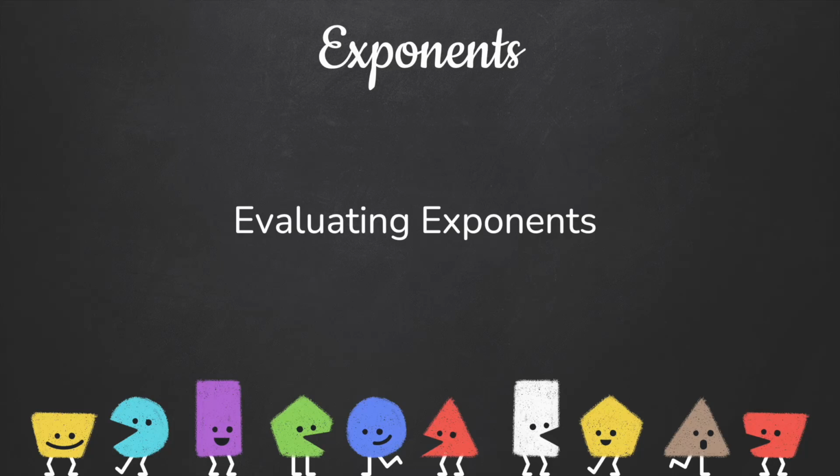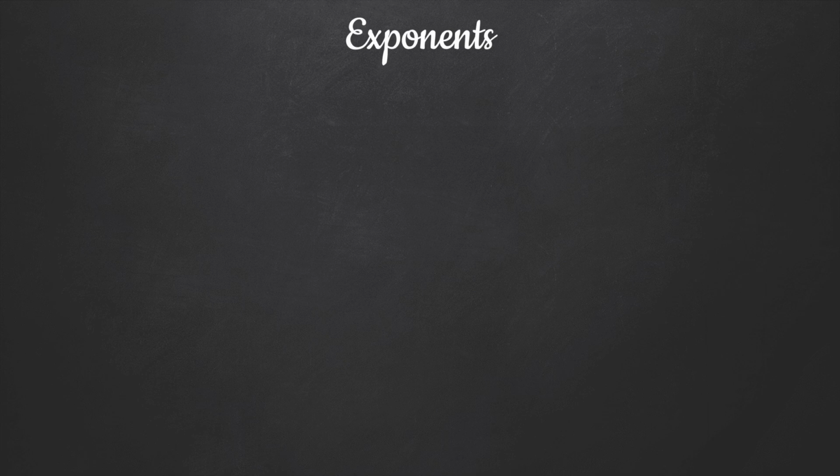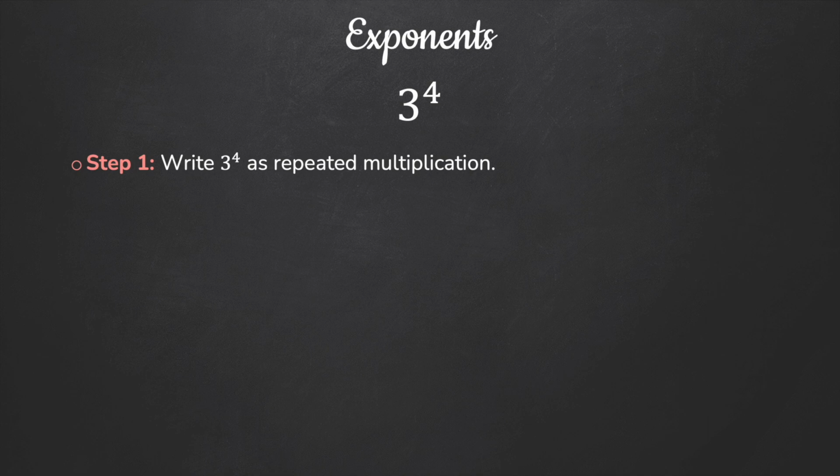Hello, mathematicians. Today we're going to be learning about exponents, more specifically how to evaluate exponents. To get us started, we have 3 to the power of 4. And the first thing we want to do is write 3 to the power of 4 as repeated multiplication. That means 3 to the power of 4 is equal to 3 times 3 times 3 times 3.